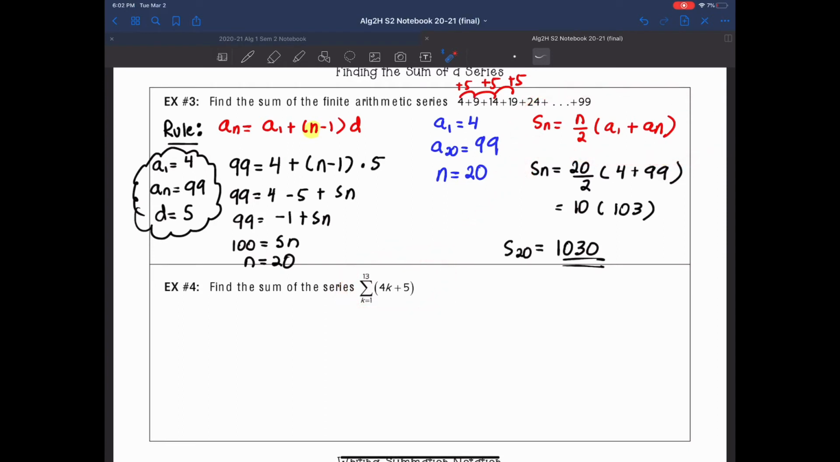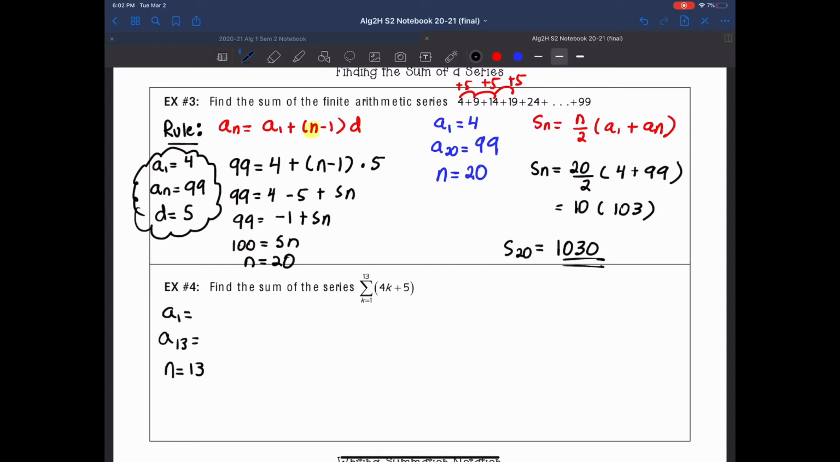So let's think about what we need in order to plug stuff into this formula. The first thing we need is to know what a sub 1, or our first term, is. We also need to know what our last term is, a sub n, but since we're talking about a series that has a lower bound of 1 and an upper bound of 13, we know that the last term of the series is going to be a sub 13, or the 13th term. And we also need to know what n is equal to. And like I said, if our lower bound is 1 and our upper bound is 13, that gives us n equals 13. There are 13 total terms, or 13 total things that we're going to be plugging in here.